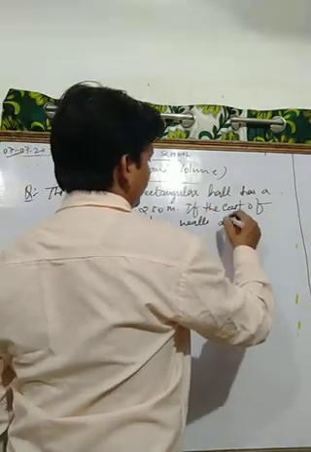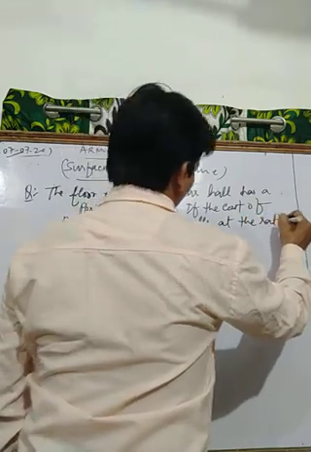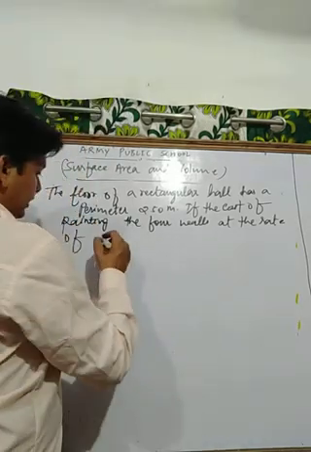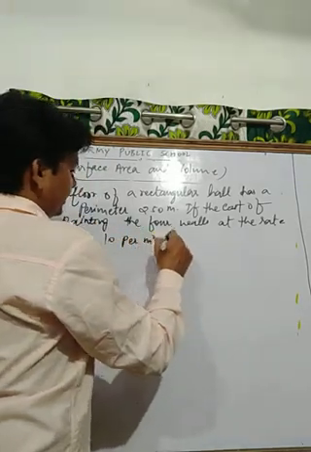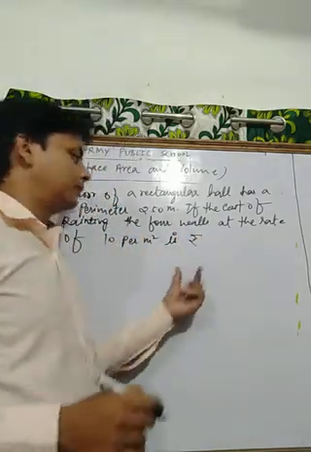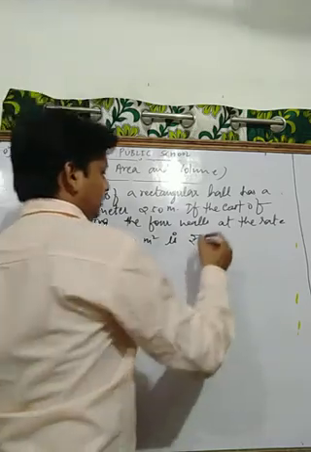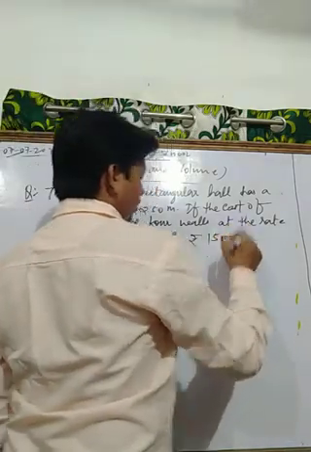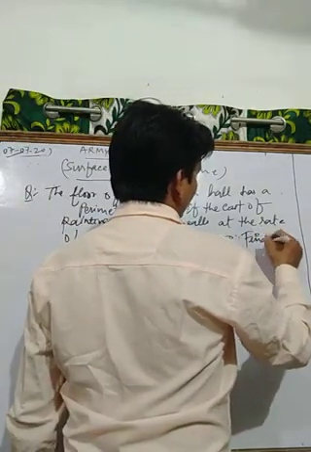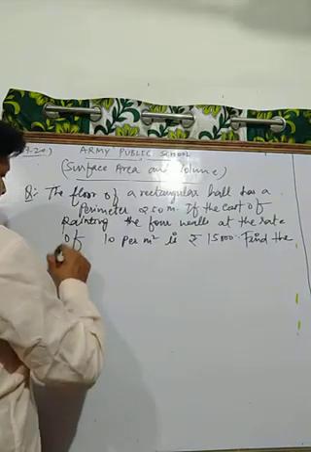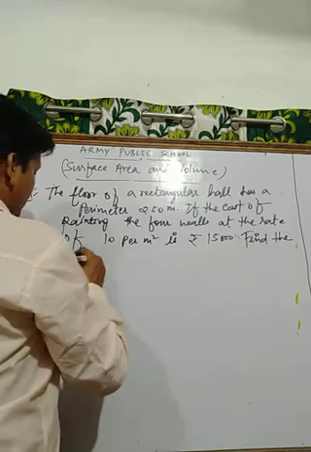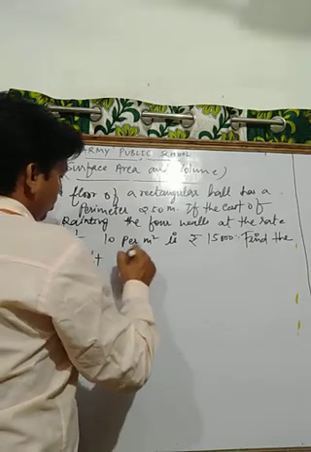at the rate of 10 per meter square is rupees 15,000, find the height of the hall.